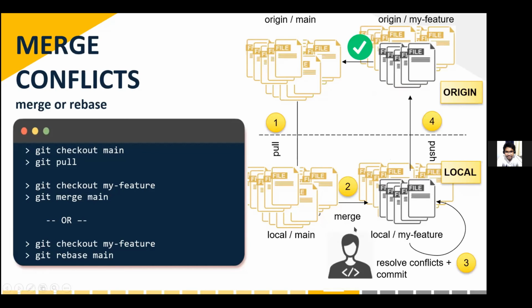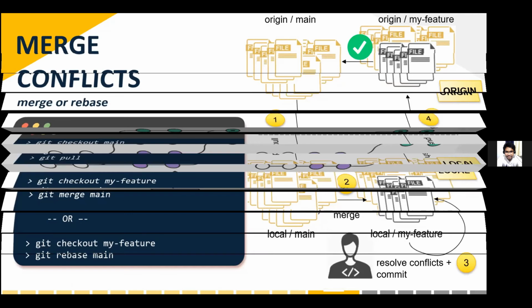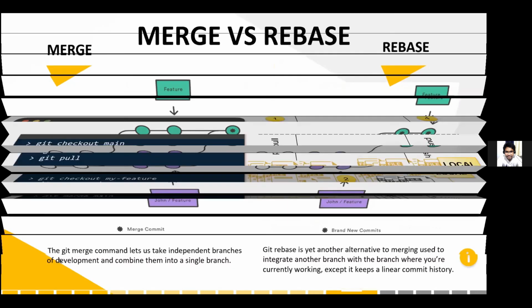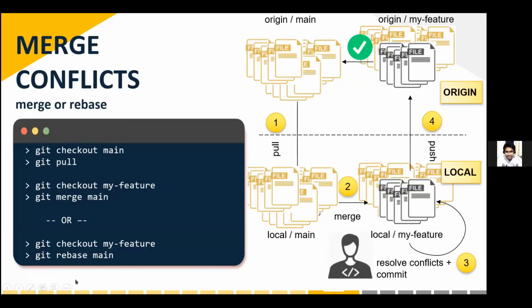Okay, we'll move on. There is another command, as you saw here, called rebase main as well. Instead of merge branch name, you can type git rebase branch name as well. This is also a good command.